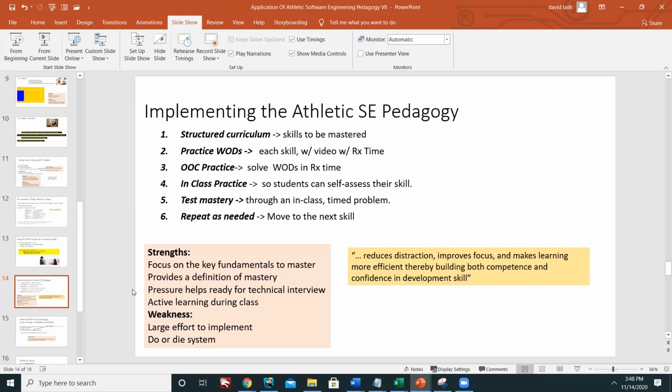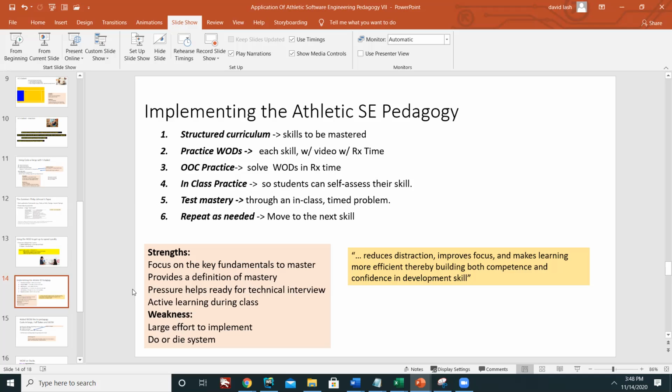It defines what mastery is, which is what I wasn't doing well. And it puts pressure on them, which is similar to the type of thing they're going to get in the real world when they get whiteboarded, when you go to an employer and say, can I work here? They say, okay, show me how you can solve this problem. It's active.